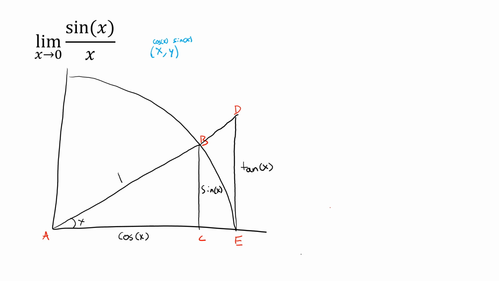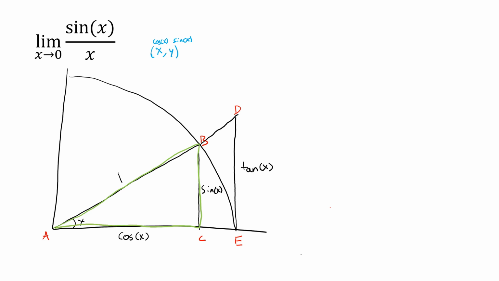So now, using maybe common sense here, let's say that this right here is triangle ABC.